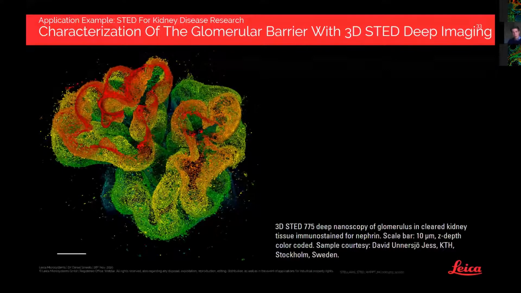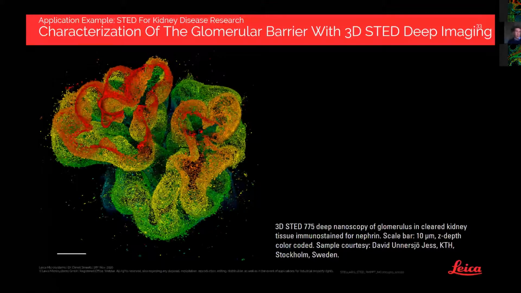Also, we can not just look at flat samples, we can actually also have a nice STED image deep within the tissue. Here in this case, this is a cleared kidney, part of a kidney, glomerulus, which is actually more than 100 micrometer thick, and where we can nicely get a resolution improvement throughout the whole depth of the sample.